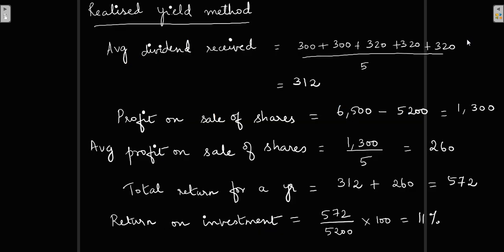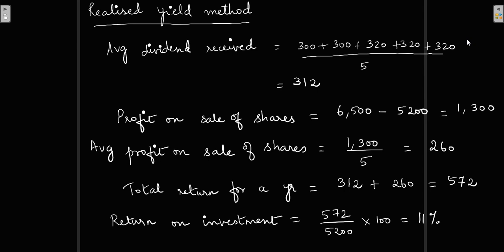Okay, so first we need to find the average of the dividends received. So we have to add up all the dividends received and divide it by the number of years. In this case, it is 5 years and 5 dividends. So we add up all the dividends given and divide it by 5. We have the average dividend received as 312 rupees.